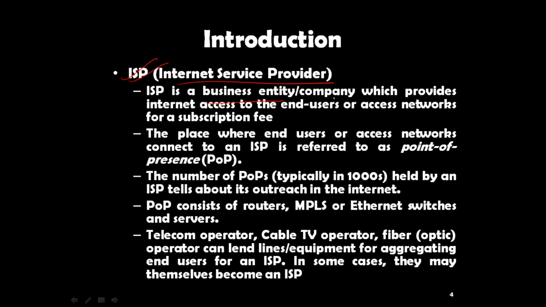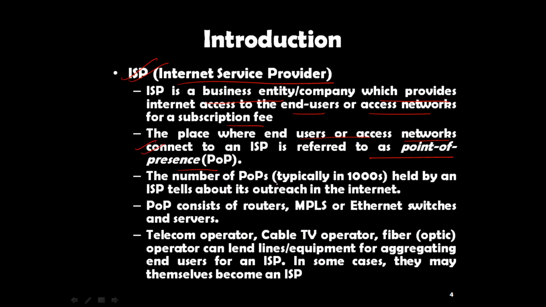It is a business entity which provides internet access to end users or access networks for a subscription fee. So for these internet subscribers, suppose I need 2 GB data, then I need to go to my internet service provider. That person will charge me some money, and in exchange I will get some data. The place where the end user's access network connects to an ISP is referred to as a point of presence. I hope this is very clear.